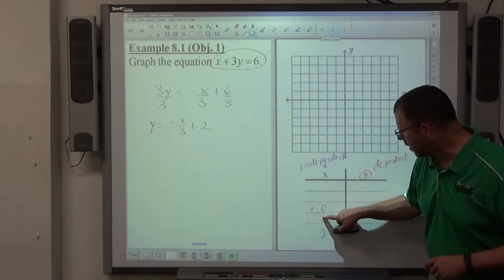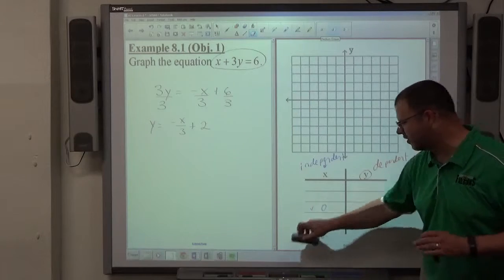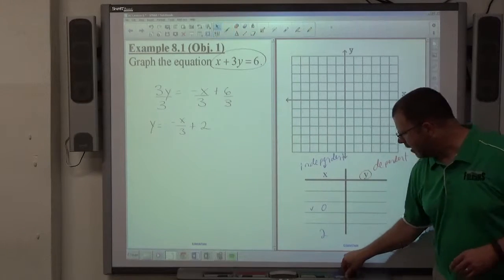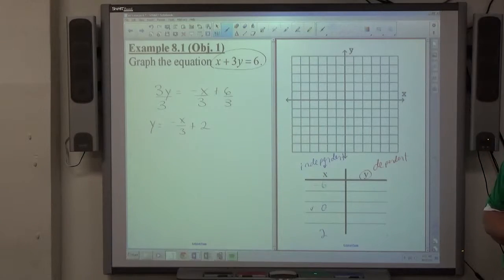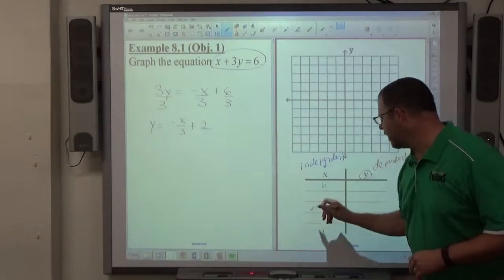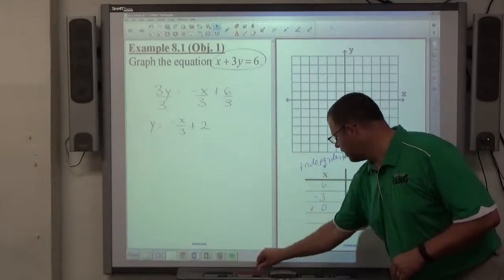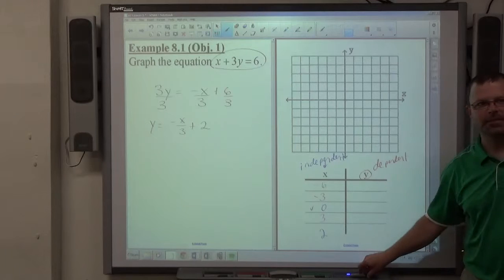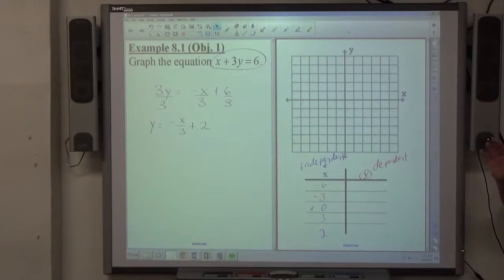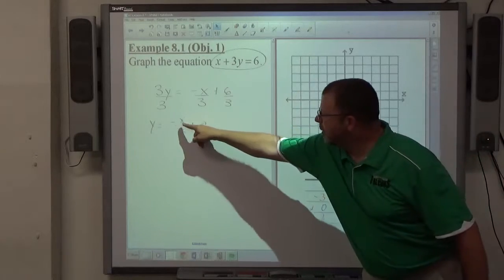So I'm going to leave one of those up there. I'll just leave the 2 up there. We'll get a fraction for that one, just to see what kind of points we get. But I'm going to pick negative 6 because that divides by 3. I'm going to pick negative 3 because that divides by 3. And let's go crazy and pick positive 3 also. All right. Oh my gosh. I know, it's crazy. So pick some numbers that divide by 3 because x is being divided by 3.